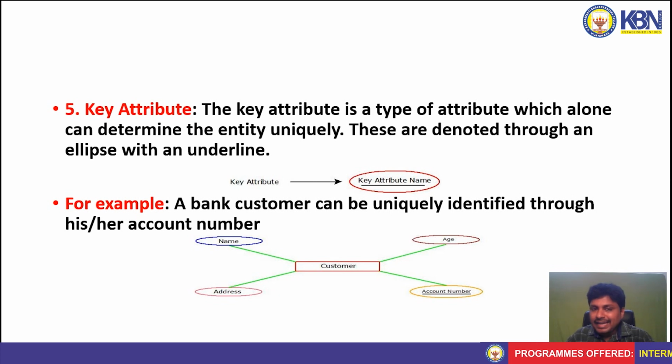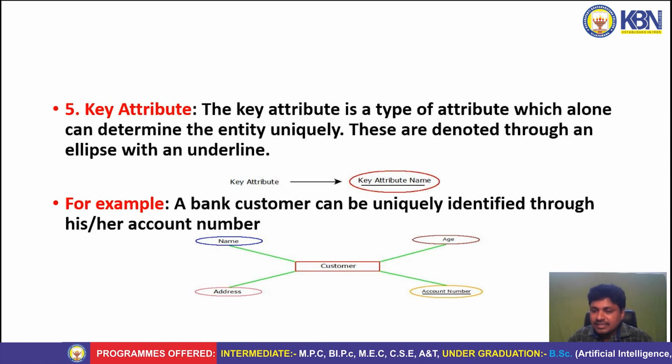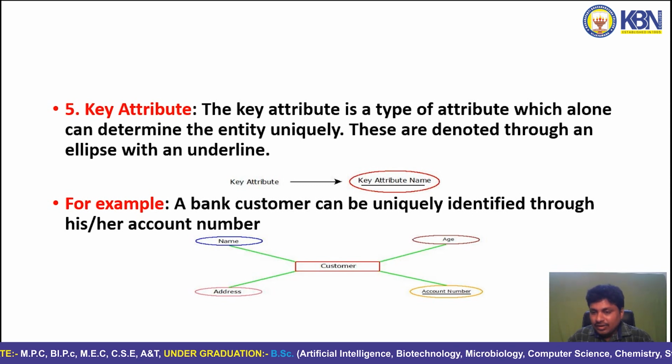So what is meant by a key attribute? The key attribute is a type of attribute which alone can determine an entity uniquely, and it is denoted with an ellipse with an underline. Suppose the student table has a student entity with multiple attributes: student number, name of the student, student age. In that, the student number uniquely identifies the student, so we call the student number the key attribute.